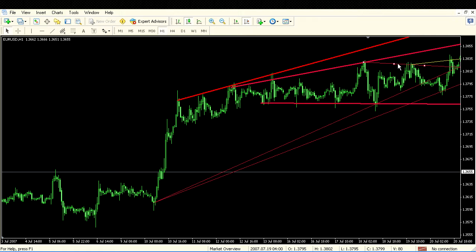Another line. We see some sort of a break here. The closing prices are higher. We can correct it according to the closing time at the last peak. Now we see 1 rebound, 2 and 3. There is something interesting here in the middle.